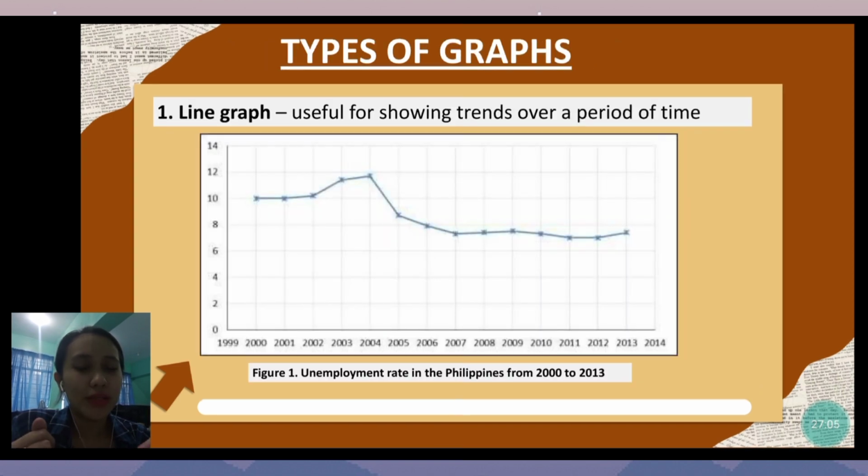This one is an example of a line graph, and I know that ever since elementary, you have already encountered this type of graph. It's useful for showing trends over a period of time. The given table is the unemployment rate in the Philippines from 2000 to 2030.